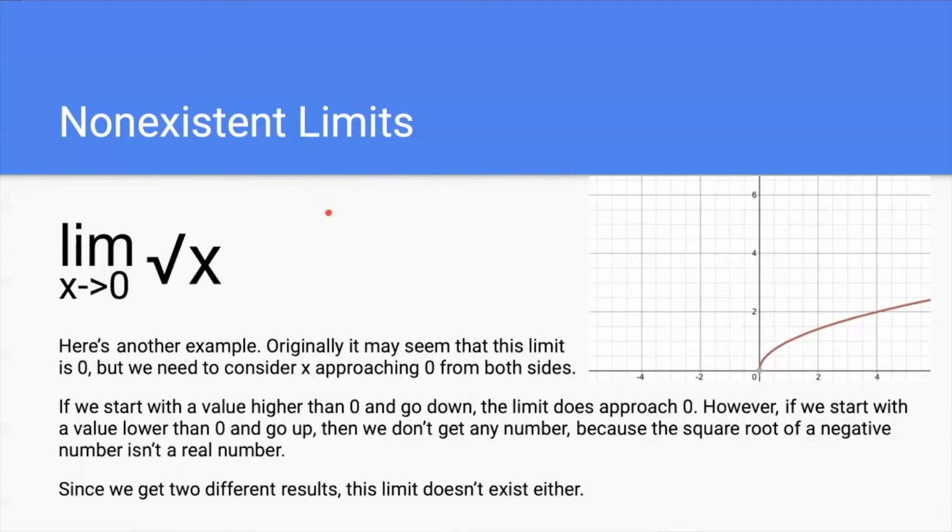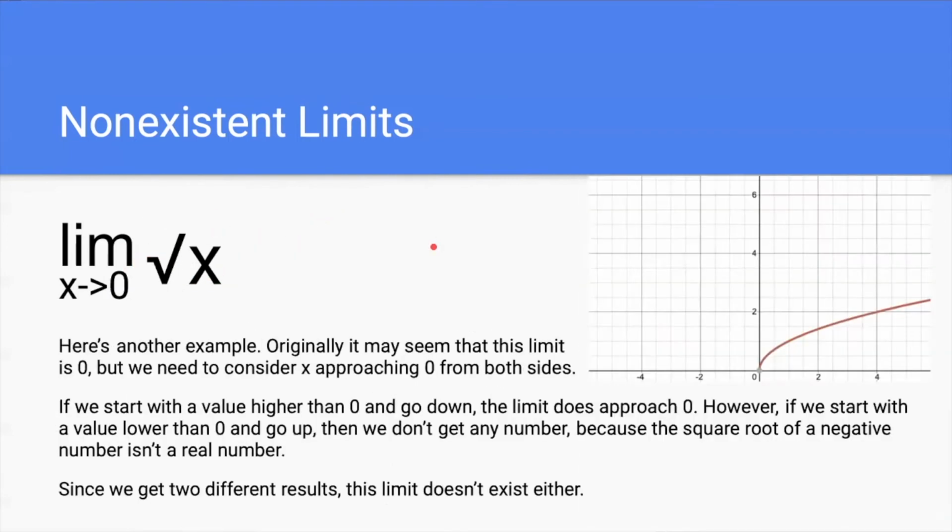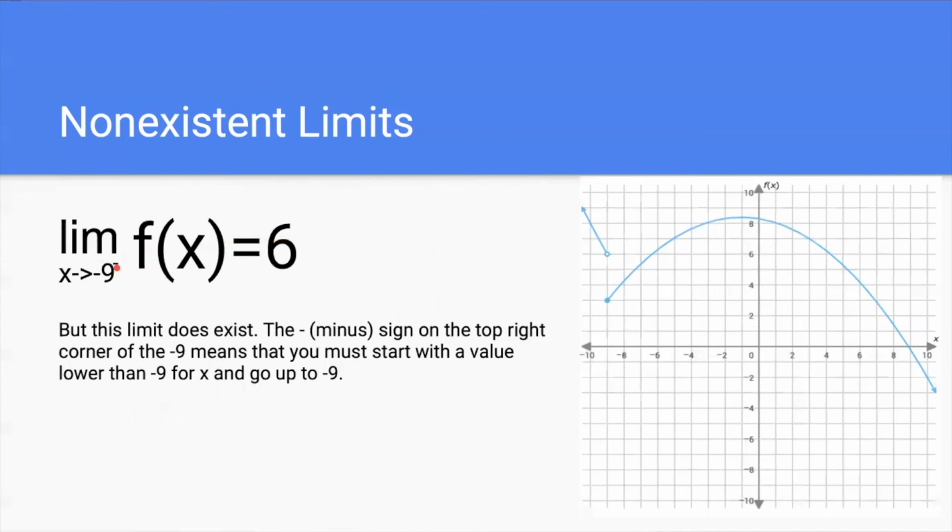So we just covered this problem in the previous slide, but the only difference is that you see there's a negative sign in the top right corner of the negative 9. And what that negative sign means is that you must start with a value lower than negative 9 for x and then get higher and higher until you get to negative 9. So as we already covered, if you do that, f of x is going to approach 6. So this limit is equal to 6.